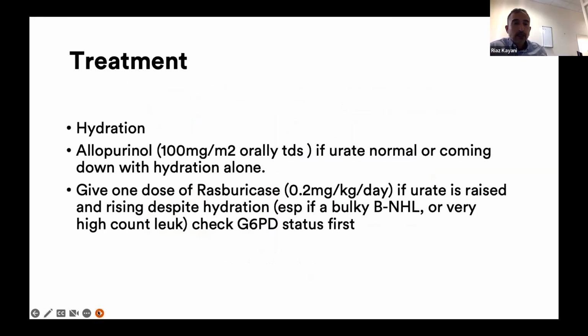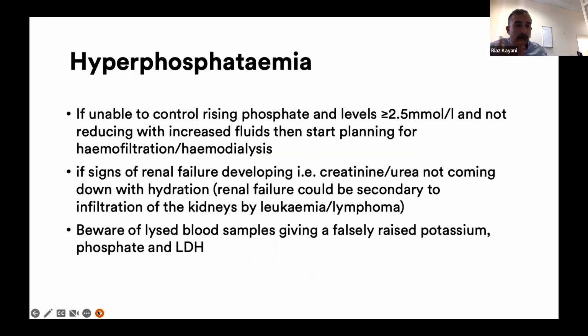You will start treatment first of all with hydration, allopurinol and rasburicase. We tend to use one dose of rasburicase very early on in our center. But very quickly, when you add the combination of those things, a significant number of patients will, for one of those four indices, end up needing some kind of renal support. I'll come on to that next.